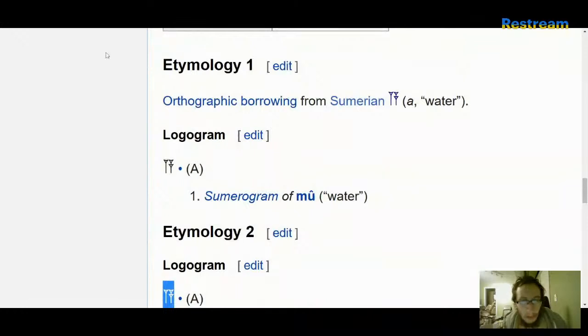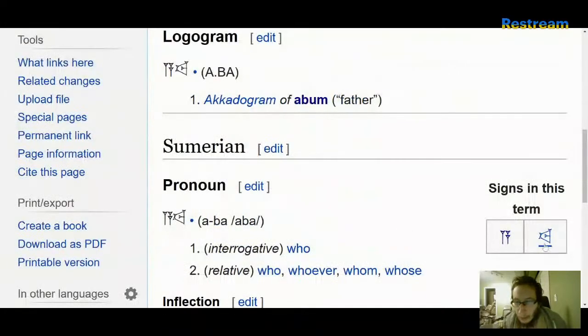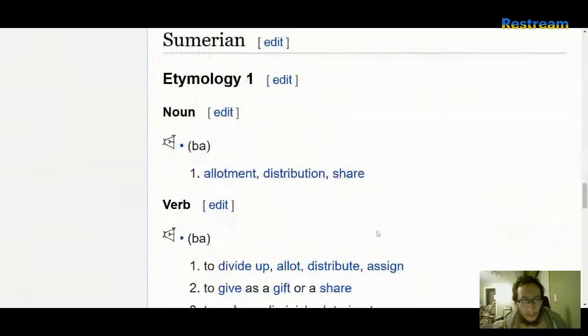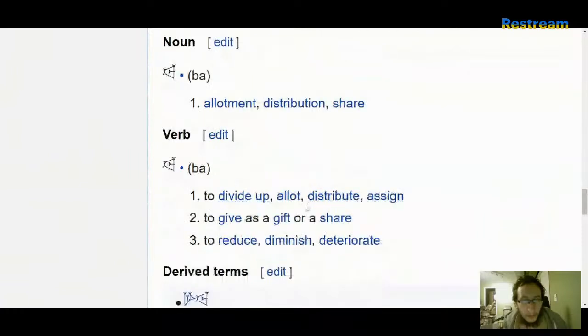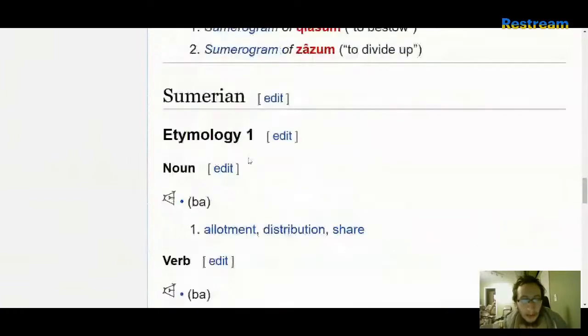Okay, so then we go to that next word, the allotment, distribution, or the share. To divide up, allot, distribute, meaning.